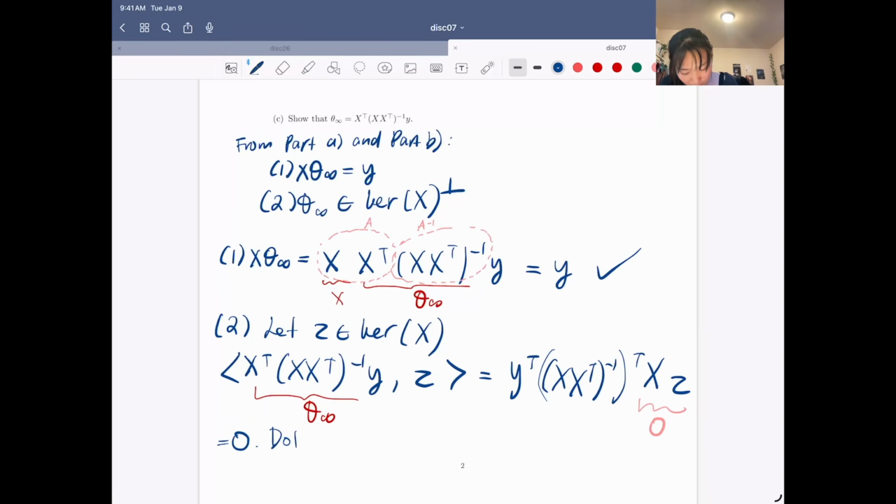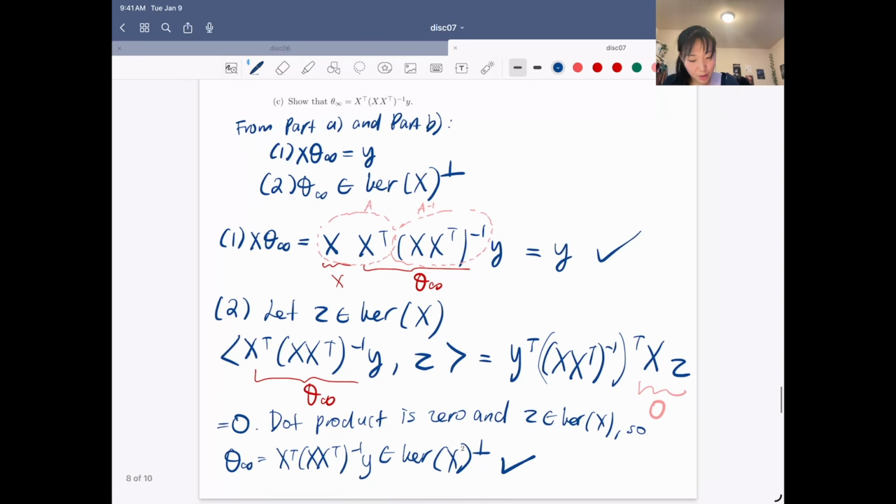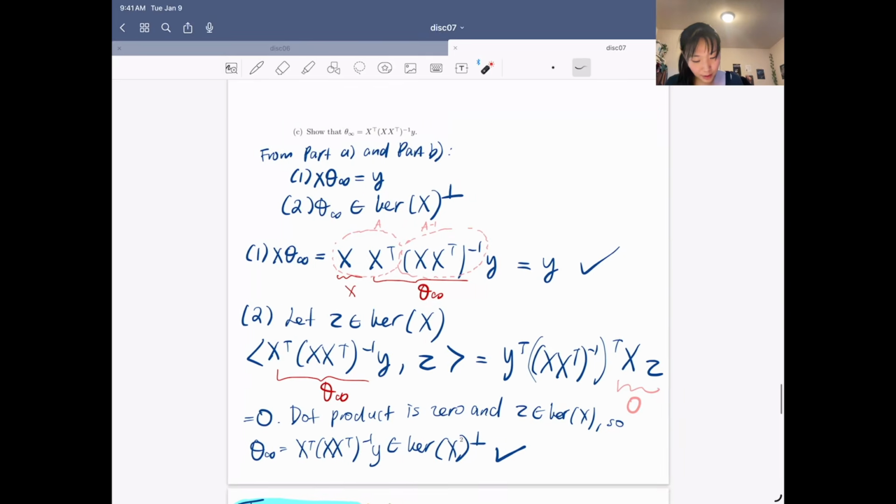And so the dot product is 0 and z is in the kernel space of X. So theta infinity, which is equal to our X transpose, X X transpose inverse, Y, must fall into the perpendicular kernel space. And so both criteria 1 and 2 are solved. And so we've just shown that theta infinity is indeed equivalent to this solution. And that solves part C.